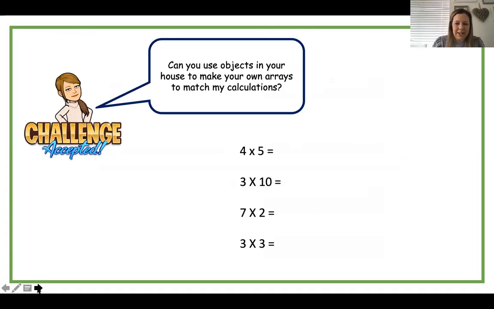I may even have put on here, if you want a really good level up challenge, then try this at the end. Can you use objects in your house to make your own arrays to match these calculations? So you've got 4 lots of 5, 3 lots of 10, 7 lots of 2, 3 lots of 3. Can you make those? You might have buttons, bottle lids, counters, or building blocks, whatever you think you could use to make some arrays of these. And I would love to see some pictures of what you produce.